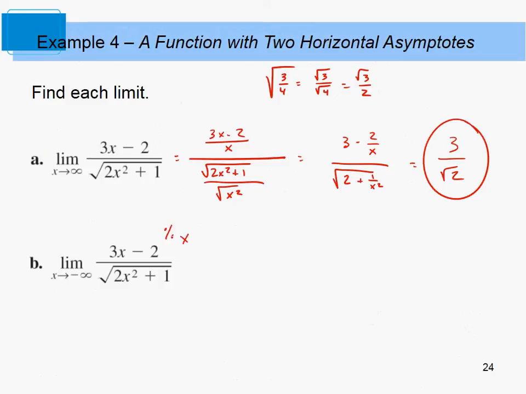But what happens if x is negative? Which is what we're talking about here, right? X is approaching negative infinity. I can't just write square root of x squared. Why? Because the square root of x squared is always positive. So I'm going to have to put a minus sign out front of it. So when I divide this, I can divide the top just by x, but on the bottom, I'm going to have to divide by negative square root of x squared.